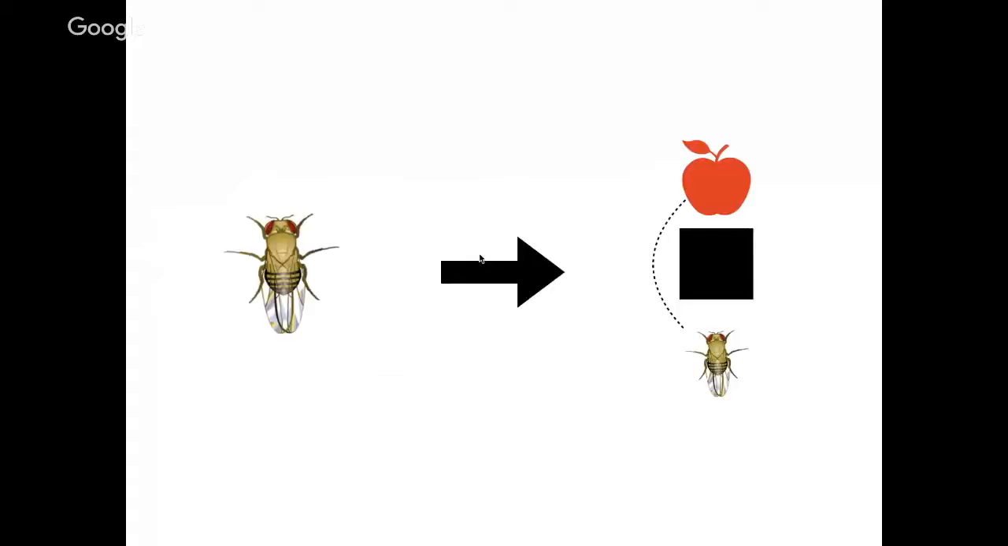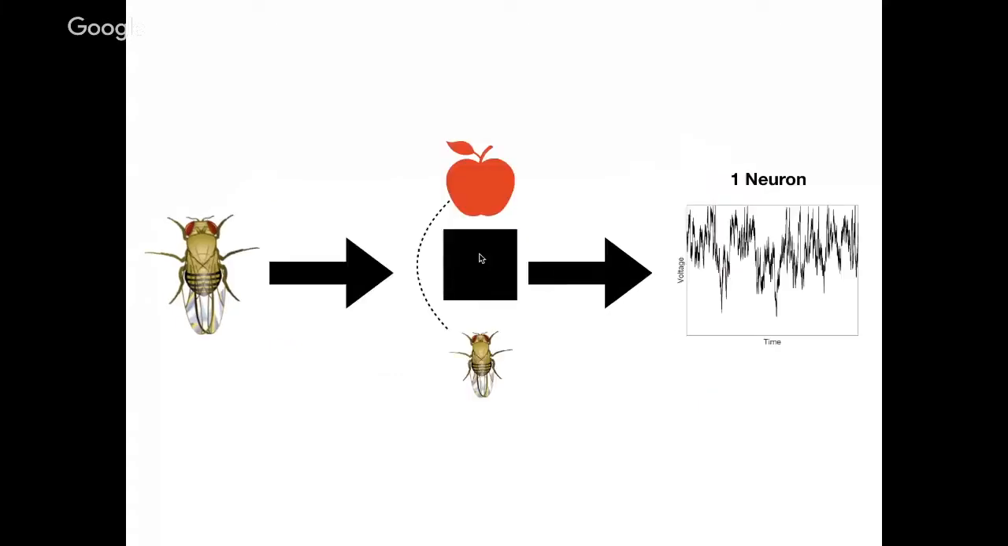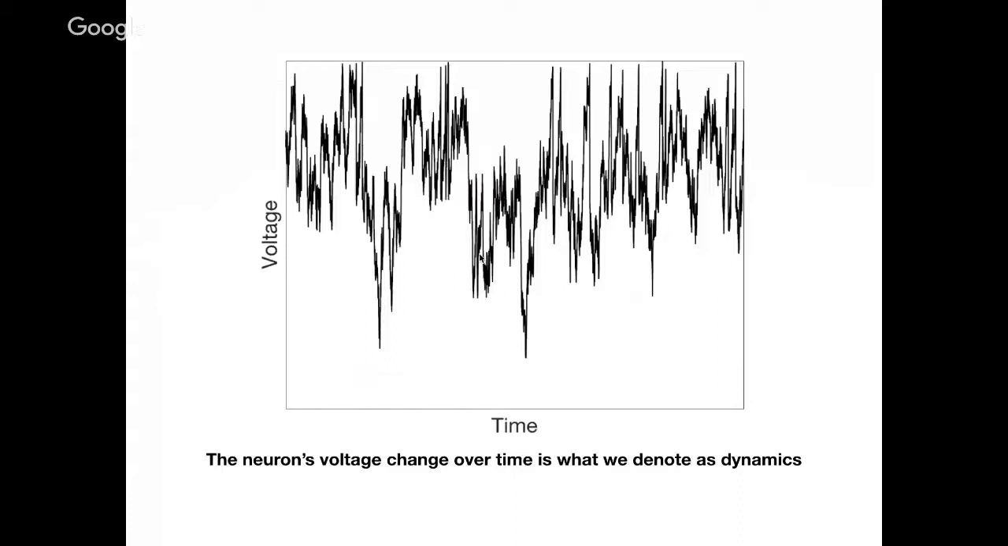One way is to think of an experiment where you have a fly, you put an apple behind an object, and you put the fly in some experimental arena. The fly will walk around and use its olfactory system probably to search for the apple. During that time, you would see neural activity in the fly, and this could be an example of the neural activity in one single neuron for that one fly. As you see, the voltage is changing over time. It's not always stagnant. It always has some variation associated with it. This is what we define as dynamics.